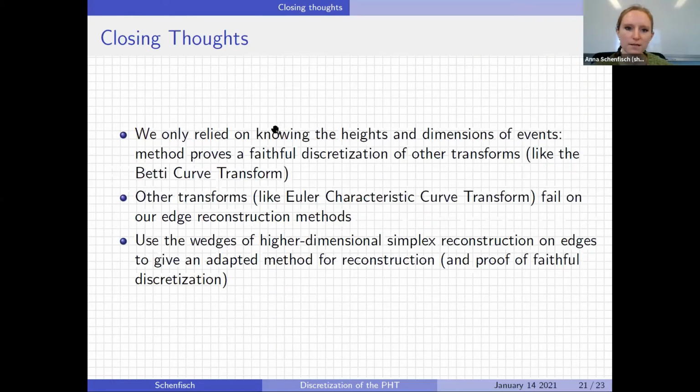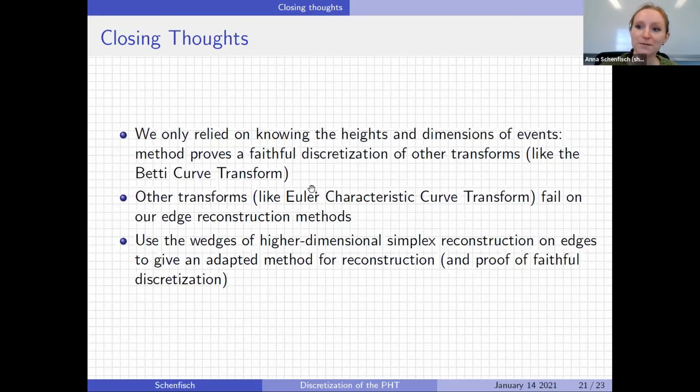So in the method that I just finished describing, really all we needed to know was the heights and dimensions of events. There's more information in a persistence diagram, right? We know the pairing of births and deaths. We never really used that. So the cool thing about that is that other transforms that also return heights and dimensions of events, for example, the Betti curve transform, are also given a faithful discretization using this method. So it extends to more than just the PHT.